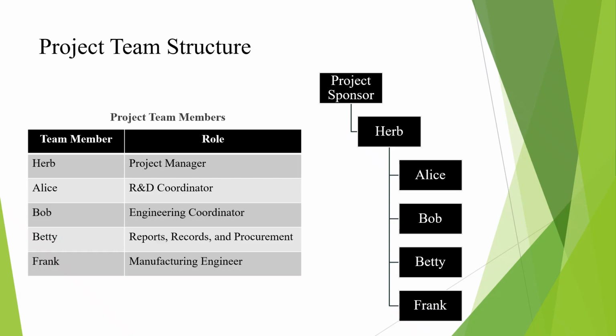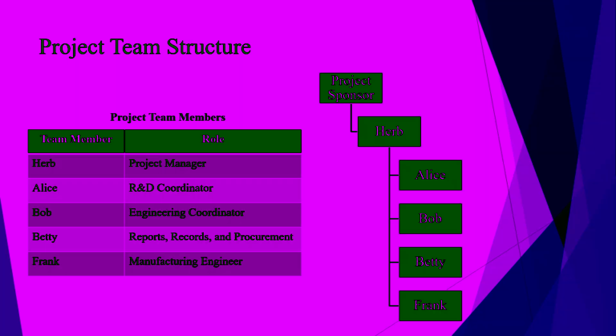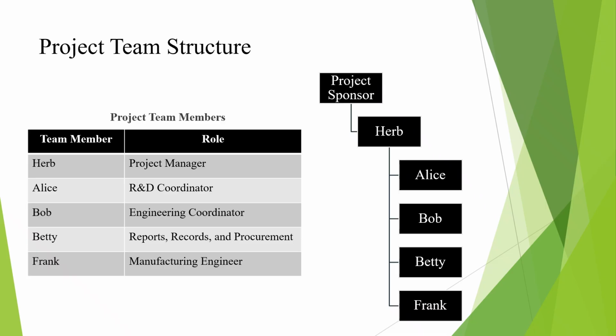All right, the project team structure. So you had Herb, and he had 4 employees below him. Herb was the project manager. Alice, she was the research and development coordinator. You had Bob, he was the engineering coordinator. Betty, she did all the documentation, the reports, the records, and then she was also the person who went out and procured all the items. And then Frank, he was the manufacturing engineer that was going to lead the team in producing the product.